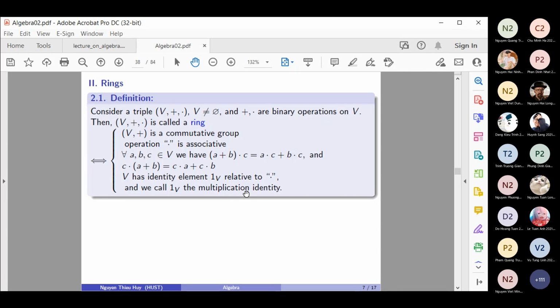Good. So we can say multiplicative. You can use the adjective or this noun. It's okay. It's no problem.